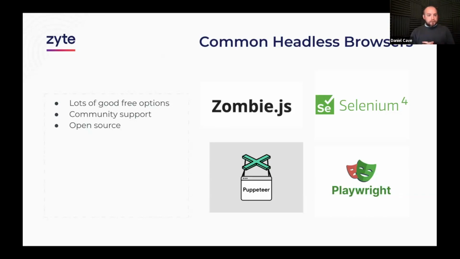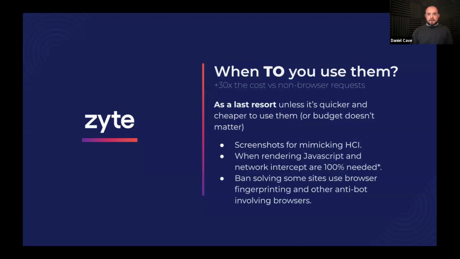Okay. Loads of great tools for this, loads of good free options, and we'll discuss the meaning of free in a moment. But there's great community support. There's a lot of open source stuff out there, Zombie.js, Selenium, Puppeteer, Playwright. These are all great options, loads of support, loads of articles out there. And you can use these to build your own infrastructure. So we'll get into how to do that.